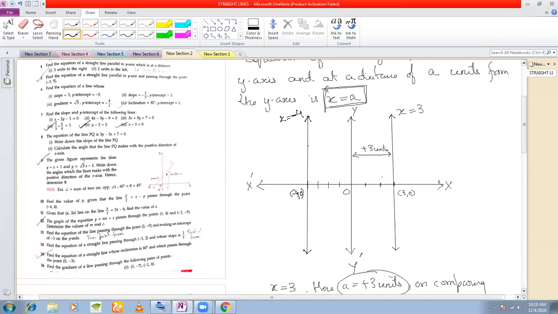What you must note is that any point that you consider on this straight line will have its x coordinate equal to minus 4. The y coordinate may be anything, but the x coordinate will remain minus 4. Similarly, on the other line, any point you take will have its x coordinate remain 3. The y coordinate will change only. Understood? This is something that you must take note of.